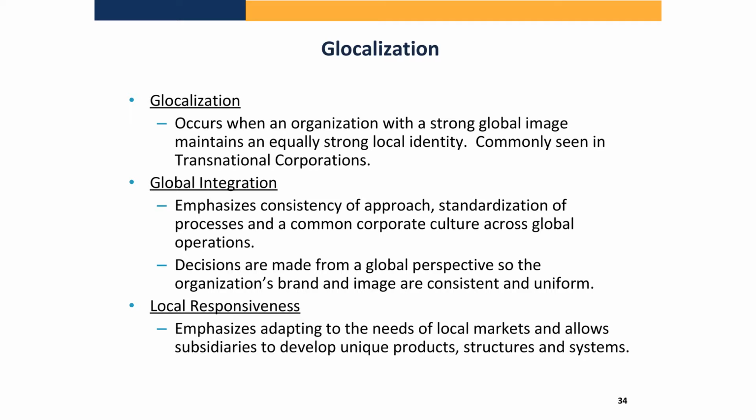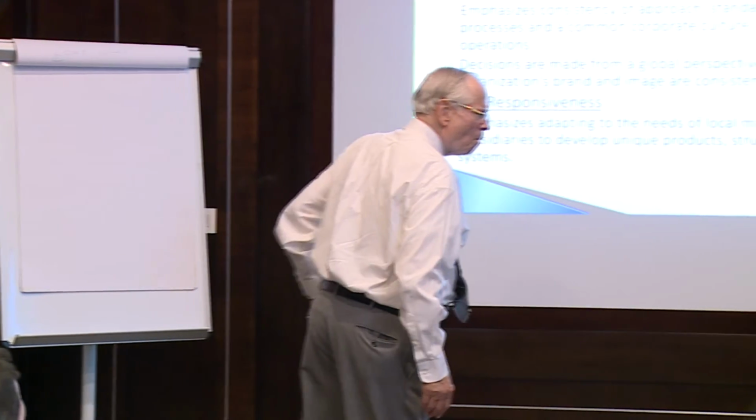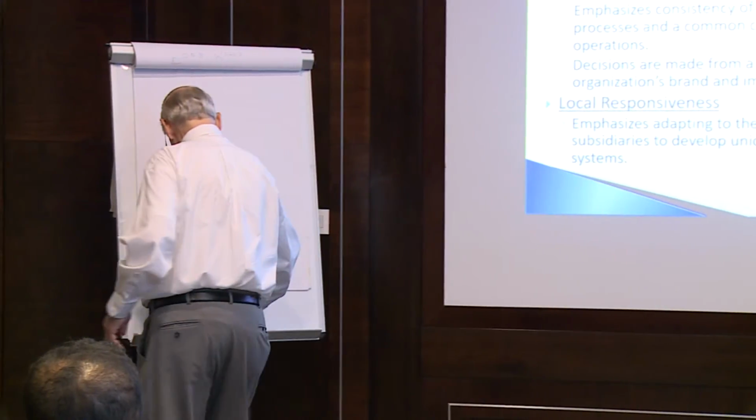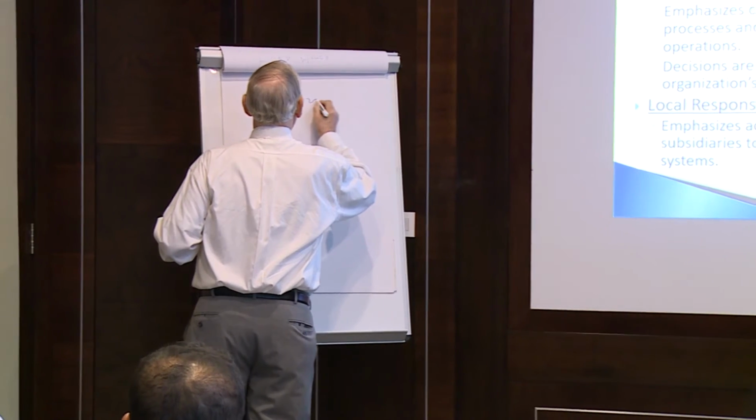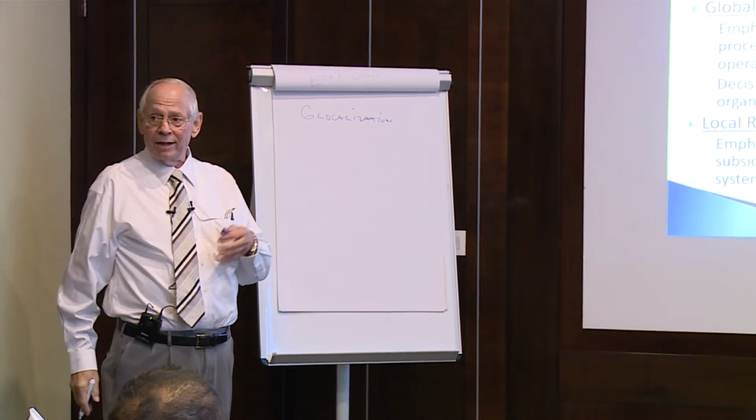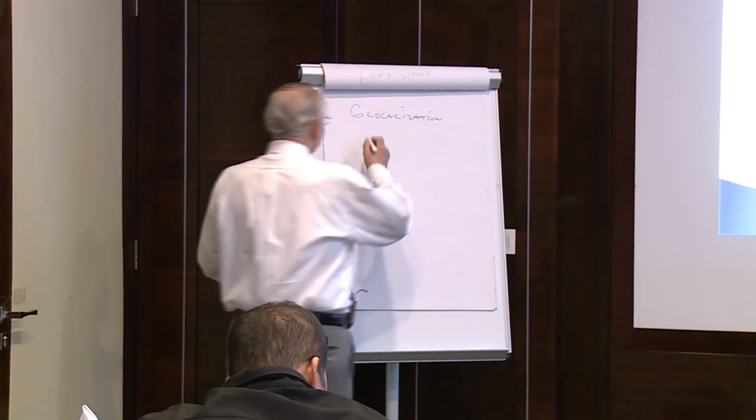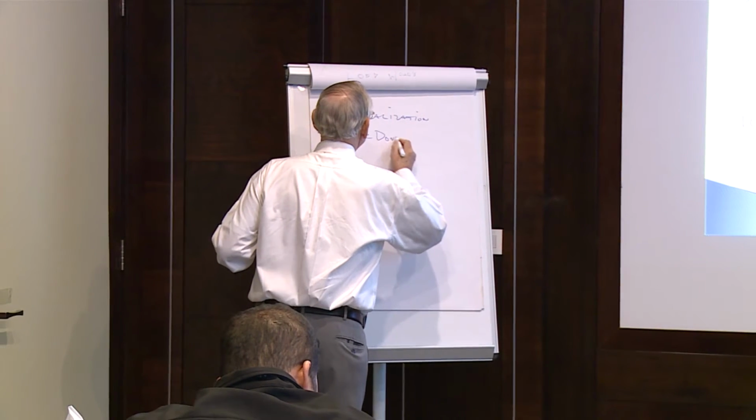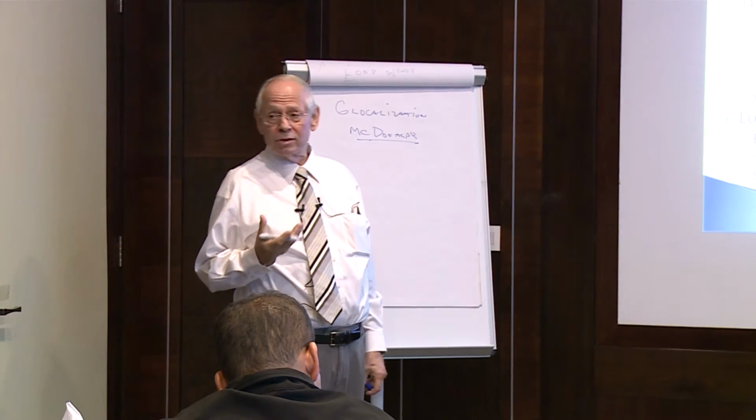The local responsiveness emphasizes adapting to the needs of local markets and allows subsidiaries to develop unique product structures and systems. What they're really talking about here, globalization basically, is a combination of global and local. And if you think of localization as really a strategy, McDonald's very successfully used globalization.